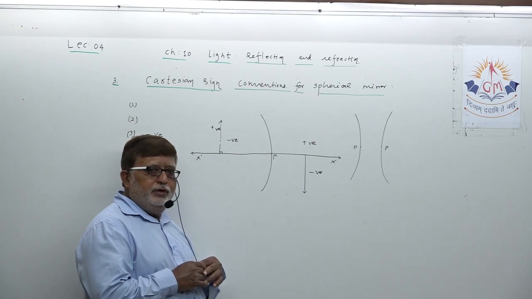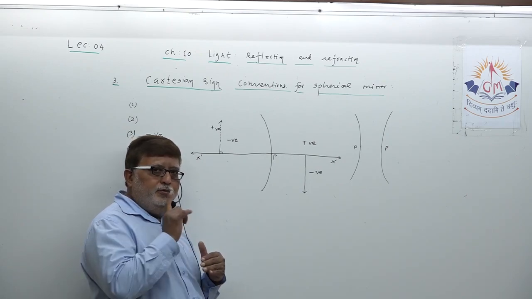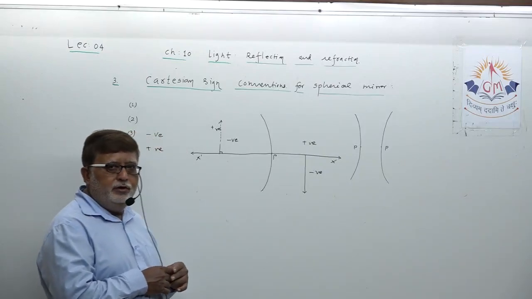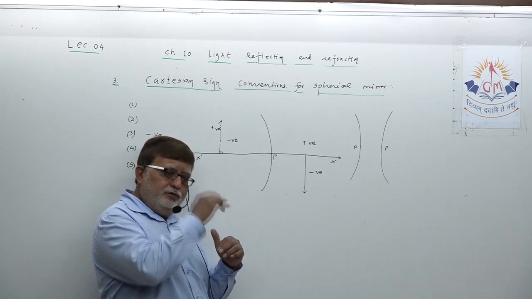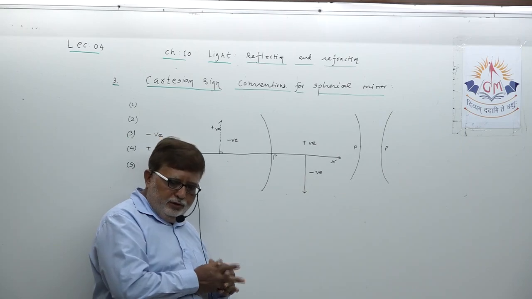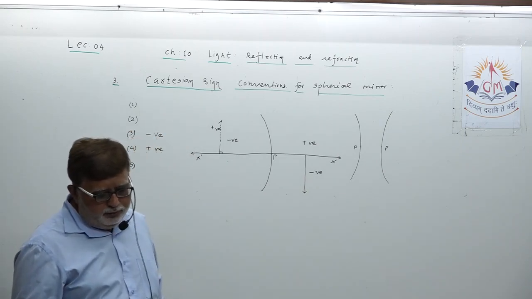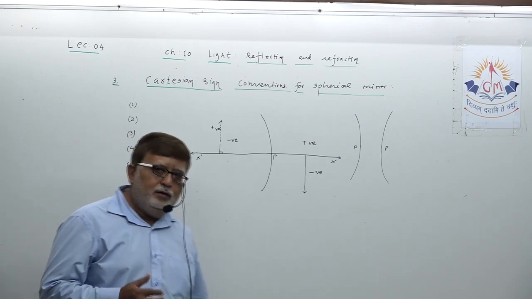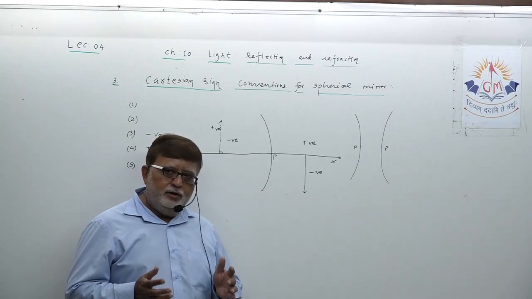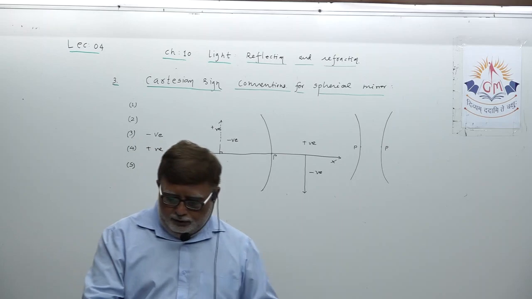All distances measured perpendicular to the principal axis in the upward direction are taken as positive. All distances measured perpendicular to the principal axis in the negative y direction are taken as negative. Okay. These are some Cartesian sign rules which are going to help you a lot in understanding various examples. Okay?